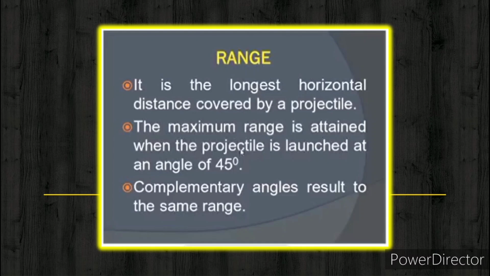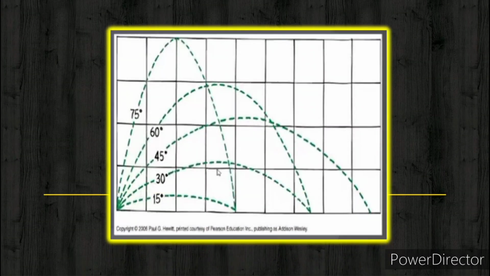And when we say range, the maximum range is attained when the projectile is launched at an angle of 45 degrees. Pinakamahaba na possible ang makukuha niya kapag 45 degrees mo siyang hinihagis. And complementary angles result to the same range. Pag sinabi natin complementary, 90 degrees yan. 90 degrees siya kapag pinag-add. Sum of two angles measures 90 degrees. So, take a look at this example.